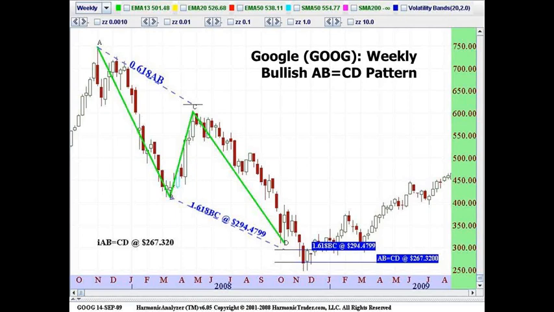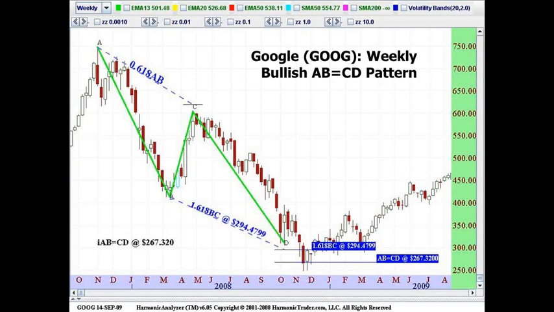Looking at this chart of Google on a weekly, we see an almost exact AB equals CD pattern. Notice the symmetry. Ideally, we want to see time symmetry where each leg is equivalent in both price and time. Although the time component is not necessary, it does ensure symmetry. Also notice the C point. That fell very close to a 618 of the AB leg. This complemented the exact AB equals CD point, that is the 267.30 level, as the bottom range for the harmonic support.